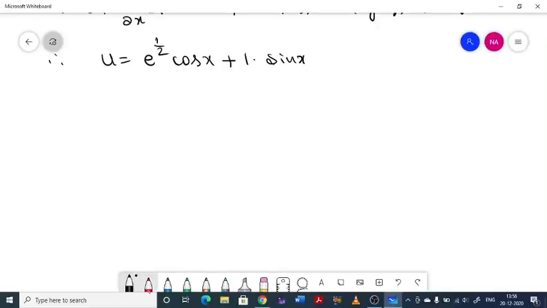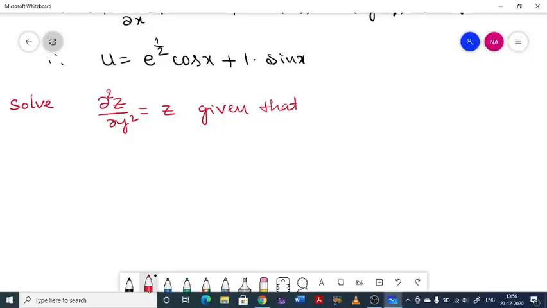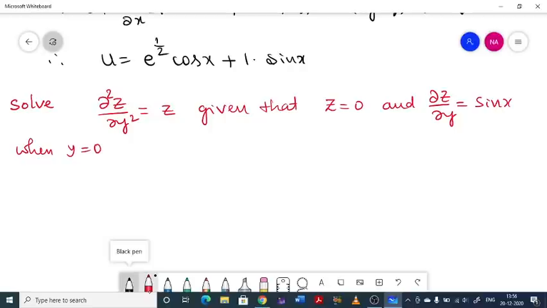So let's have one more. Solve dou square z by dou y square equal to z, given that z equal to 0 and dou z by dou y equal to sin x when y equal to 0. Solution.